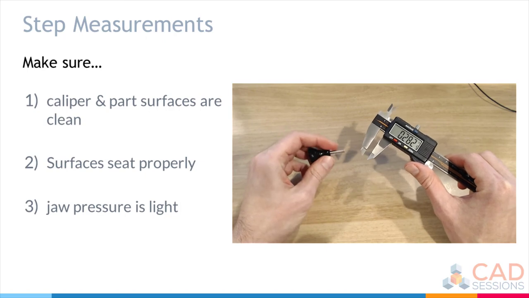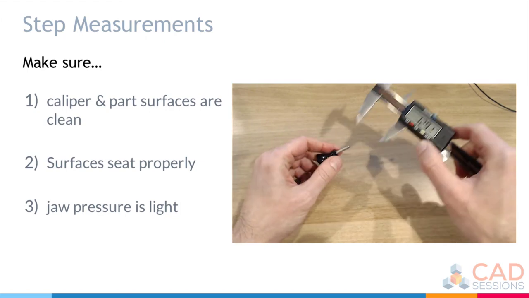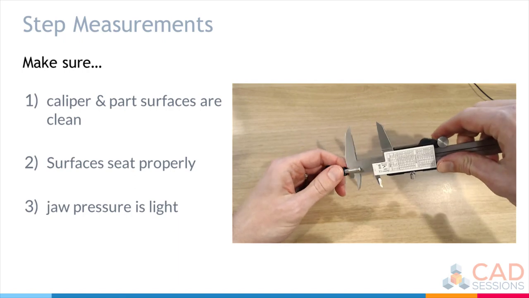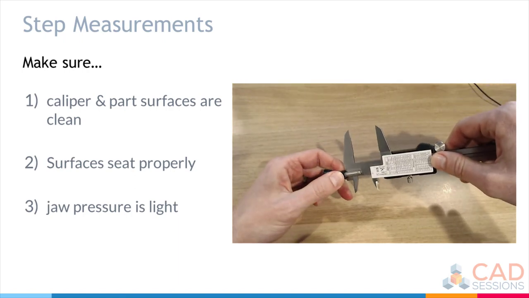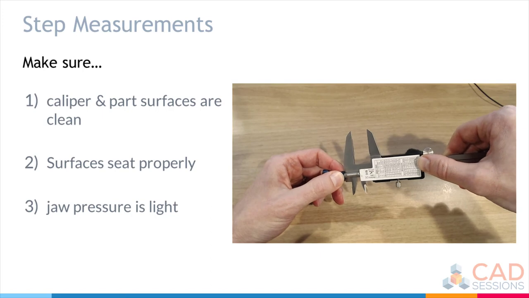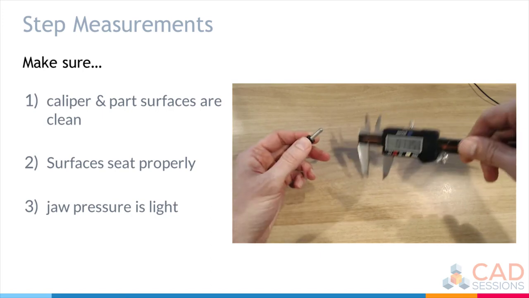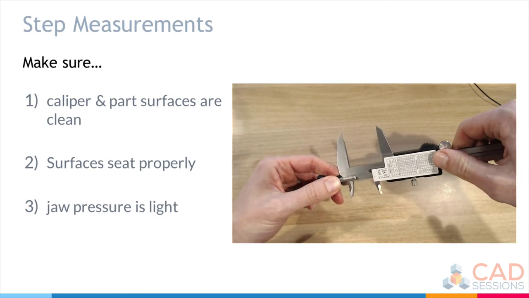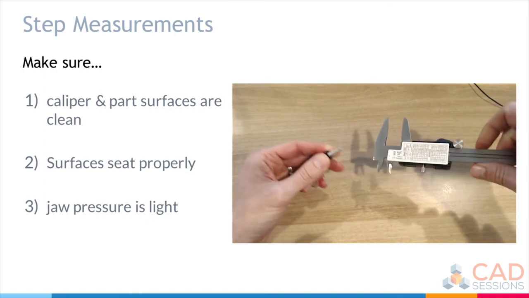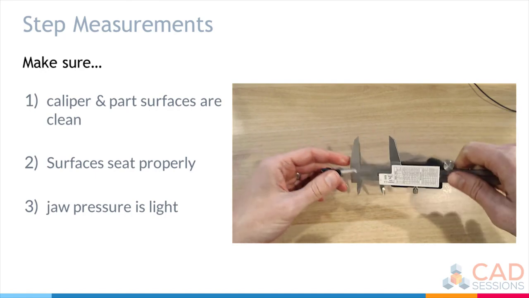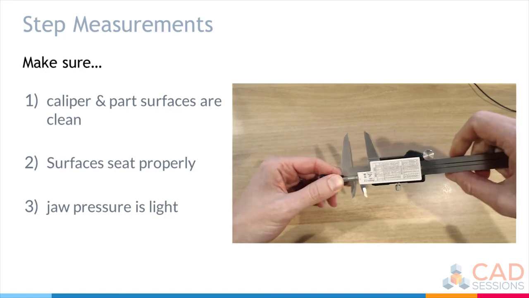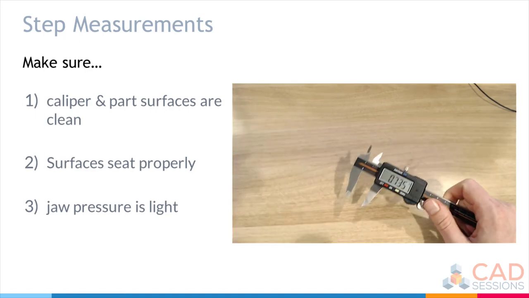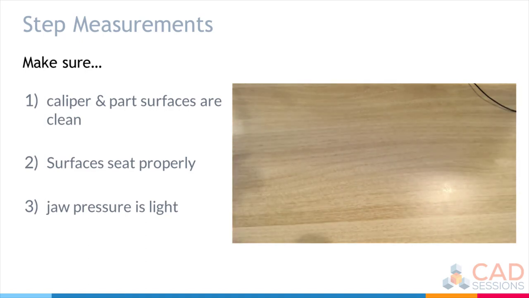And finally, we have our knob with the screw at the end. We can use the step feature and get a length of the screw measurement. 0.735. 0.736. 0.735. So there you have it. Introduction to the depth and step measurement functions of a caliper.